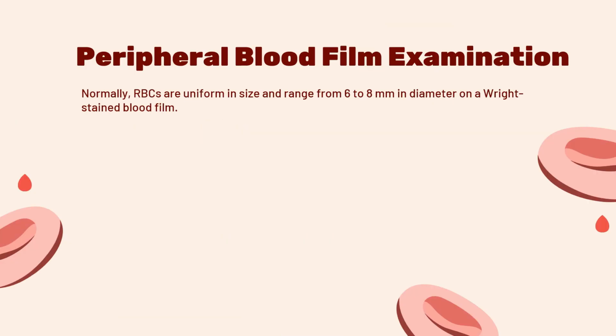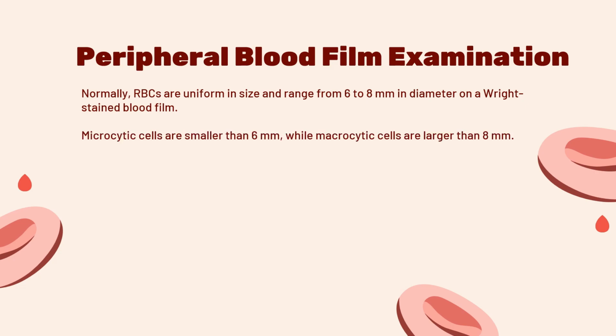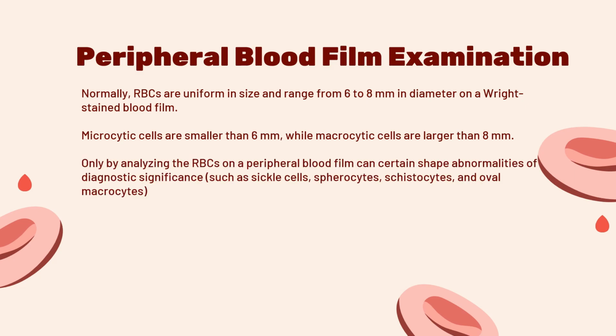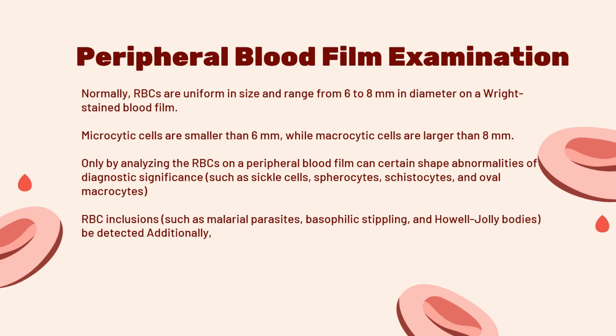Normally, RBCs are uniform in size and range from 6 to 8 mm in diameter on a Wright-stained blood film. Microcytic cells are smaller than 6 mm, while macrocytic cells are larger than 8 mm. Only by analyzing the RBCs on a peripheral blood film can certain shape abnormalities of diagnostic significance, such as sickle cells, spherocytes, schistocytes, and ovalomacrocytes, and RBC inclusions, such as malarial parasites, basophilic stippling, and Howell-Jolly bodies, be detected.